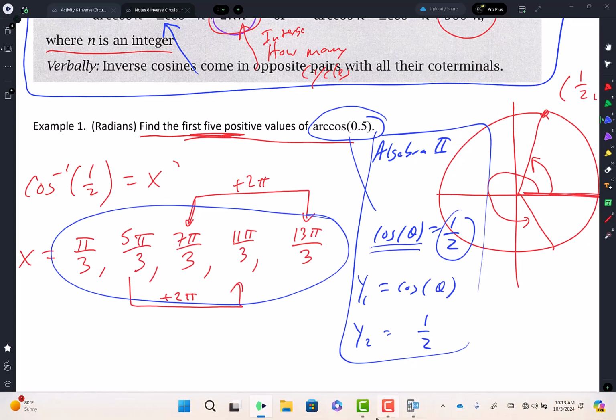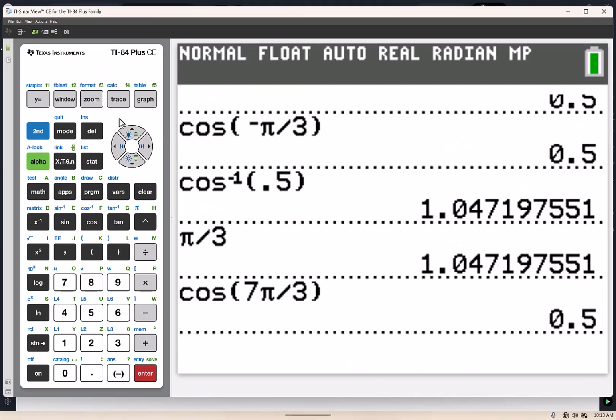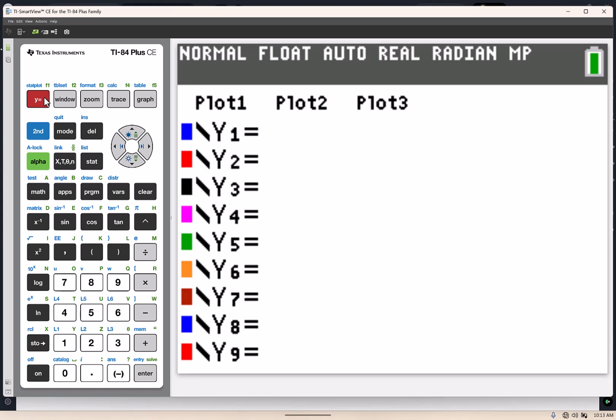So take your calculator, go to y equals, type in cosine x.